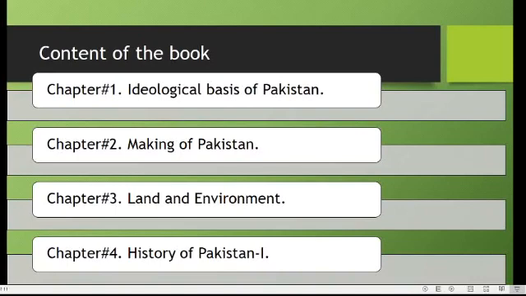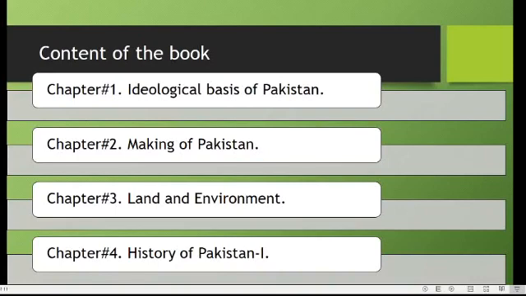Then chapter number 2 is the making of Pakistan, and in this chapter we would cover the journey of Pakistan from 1940 to 1947. And we would cover this time period when the British and the Muslims were having negotiations, they were discussing the missions about the making of an independent state Pakistan.